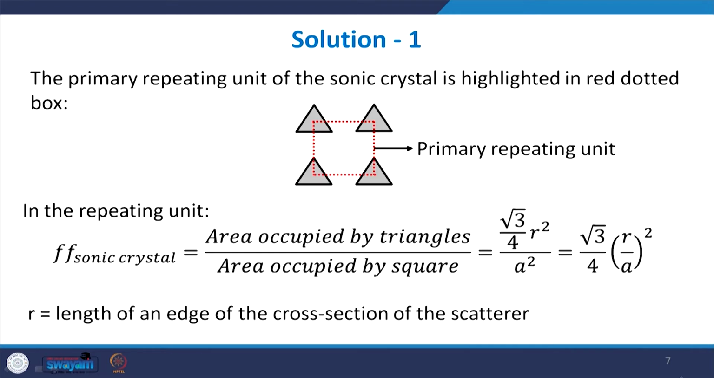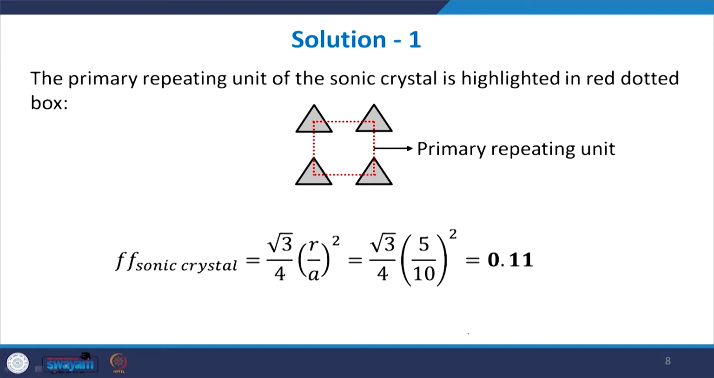So the overall filling fraction for this sonic crystal is what? It is the area occupied by the triangle divided by the area occupied by the square within the repeating unit. So when you do this, this is the expression you end up with, here r being the length of the edge of the cross section of the scatterer. And we know that r is given to us as 5 and a is 10.